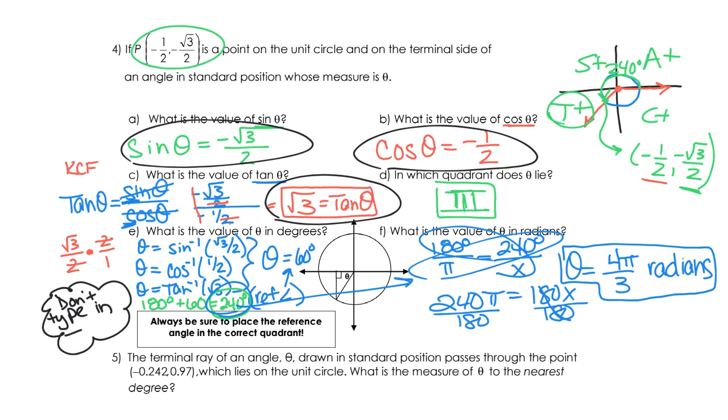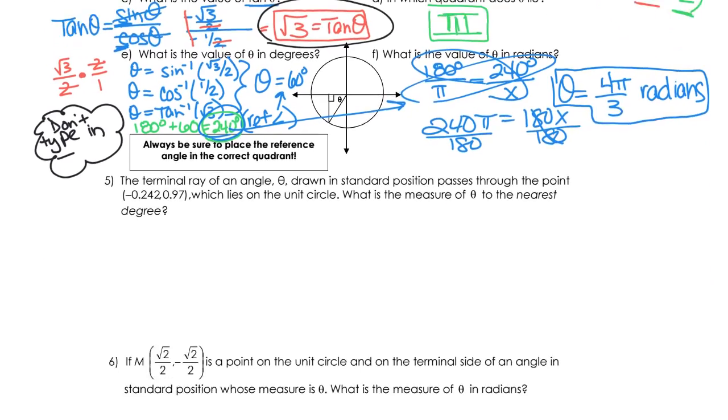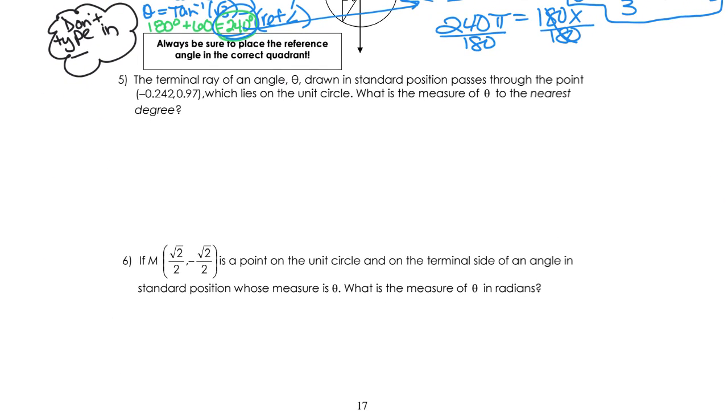Okay. All right, guys, let's look at number 5. In number 5, it says that the terminal ray of angle theta drawn in standard position passes through the point negative 0.242, comma 0.97, which lies on the unit circle. What is the measure of theta to the nearest degree?